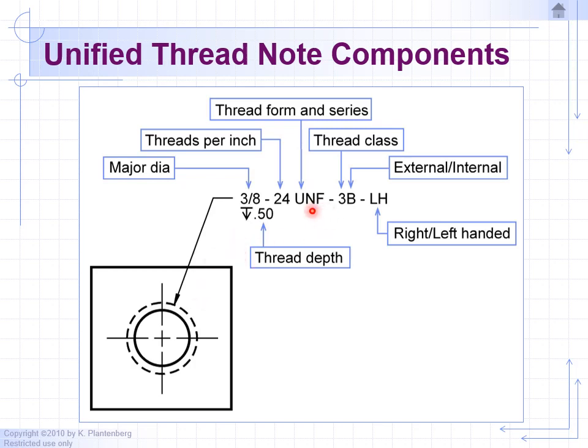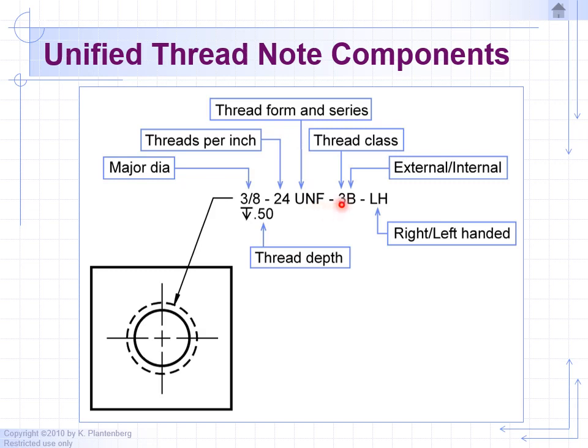Now UNF. So UNF: U stands for United, N for National, and F for fine thread. So this is the standard we're following, and these are American standards. And there's also UNC, C for coarse thread, where the threads are further apart, which are more common than fine thread.